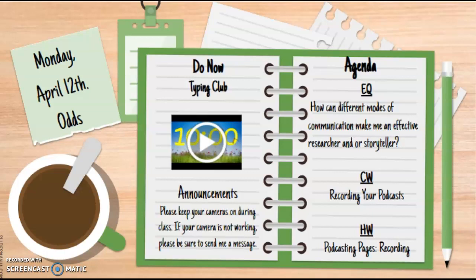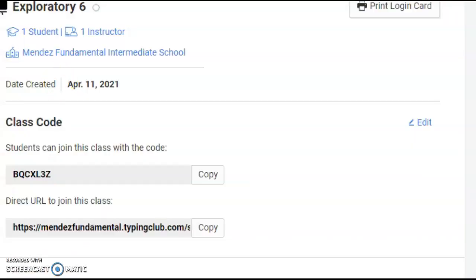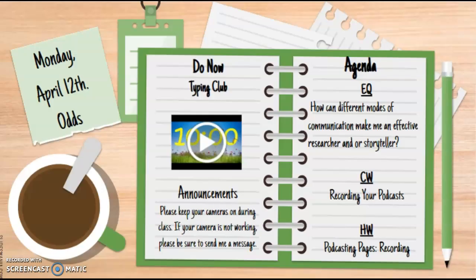For your do now, instead of your 30-day writing challenge, since you guys have completed it, you are now going to be working on Typing Club, and I'm going to show you guys how to access that in class. You guys are basically going to have this code that I'm going to give you access to. You're going to join and you'll be able to work on some fun stuff in our new Typing Club. So today we are recording your podcast.